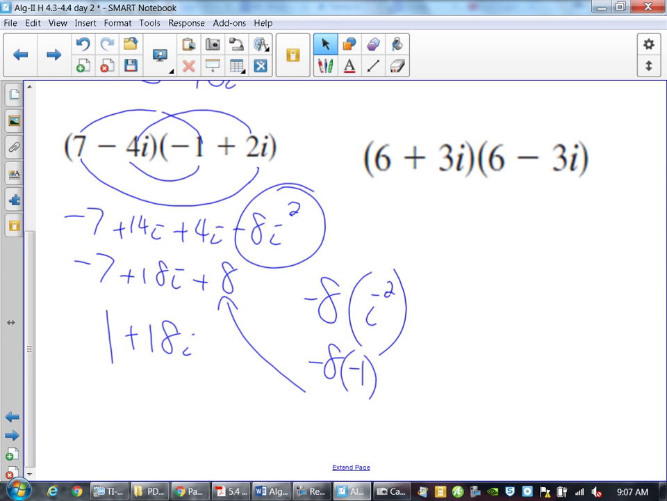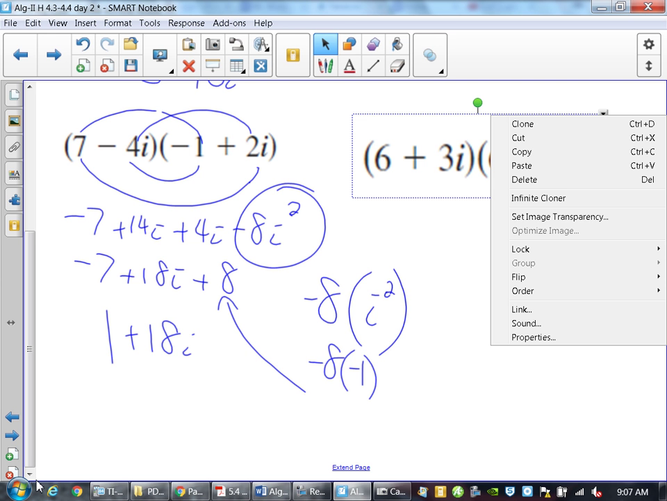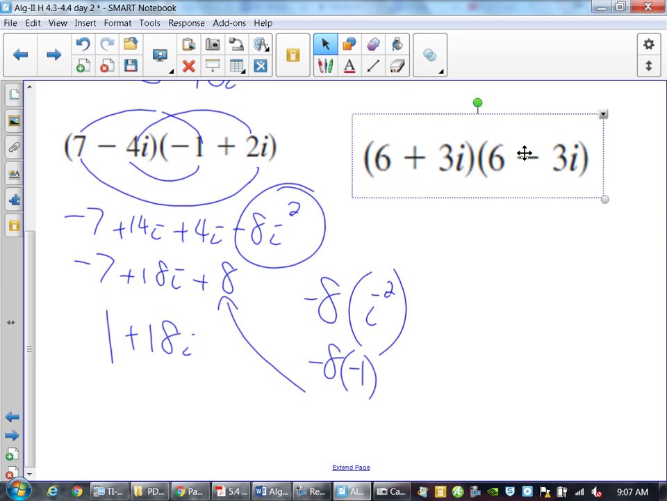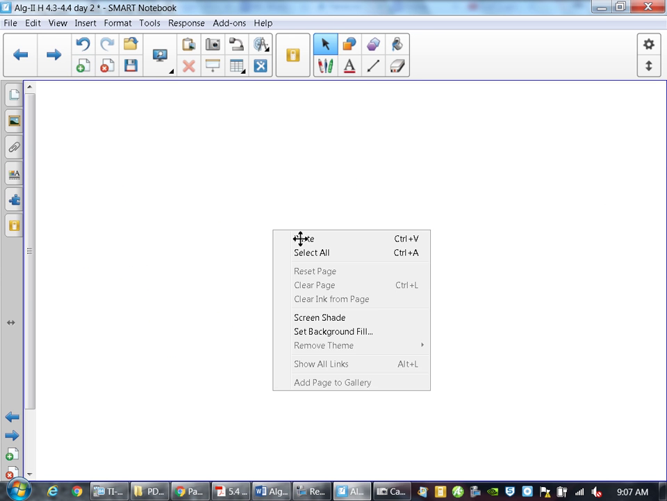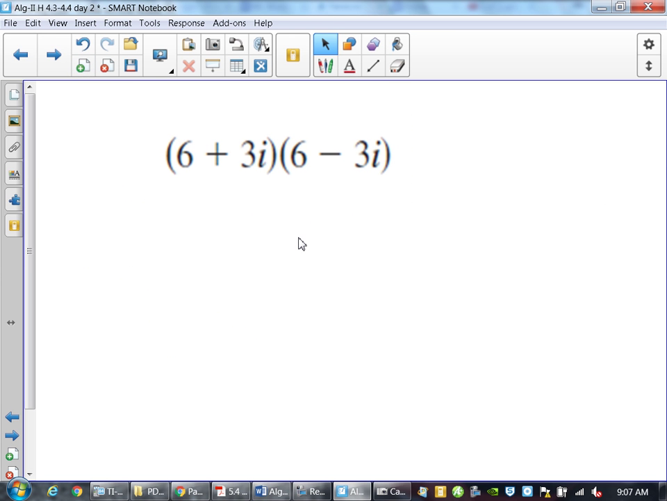I think that's right. Wouldn't this one just be negative 9 plus 36? Well, if you FOIL it out, does everybody see how this works out to be a difference of squares? Because you have a plus or minus the same values. So, will you have a middle term in this case? No. So it just winds up being 6 squared minus 9i squared. 36 plus 9, otherwise known as 45.